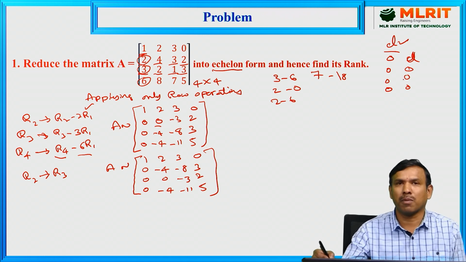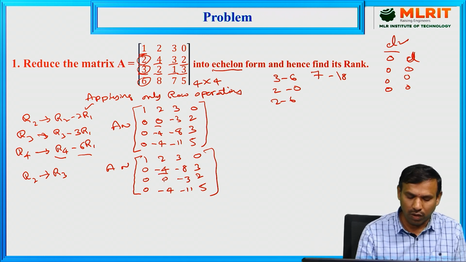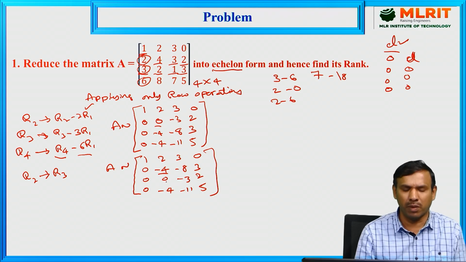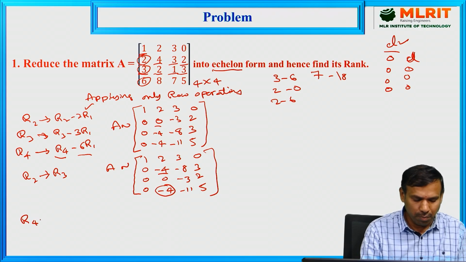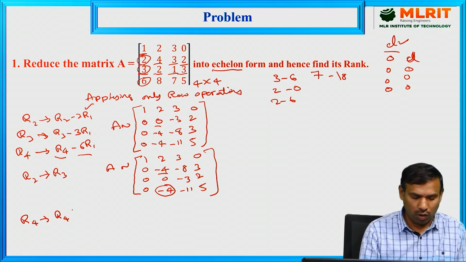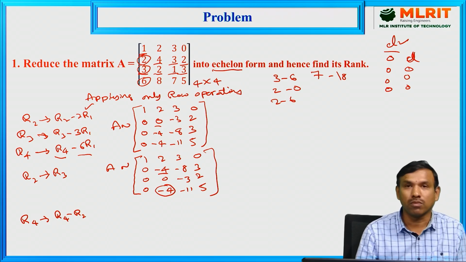Using second row, second element, we can make 0. Second row, second element is 4. Already third row element is 0, you no need to make 0. Only fourth row R4 element we have to make 0. R4 implies using which row? R2. So R4 minus R2.